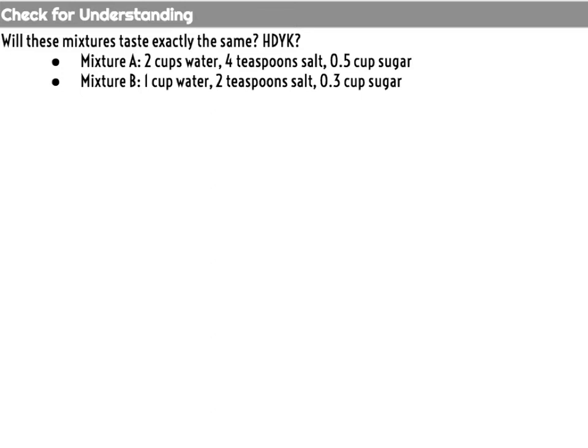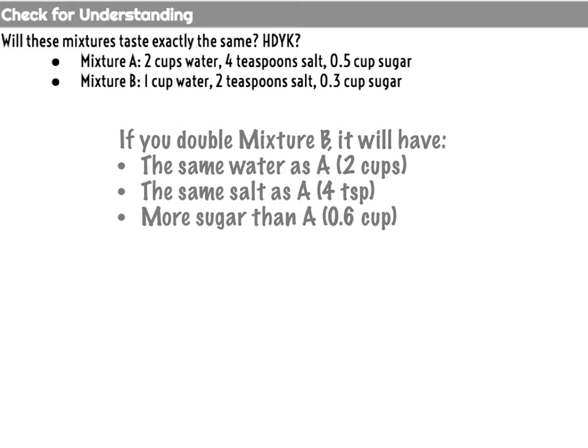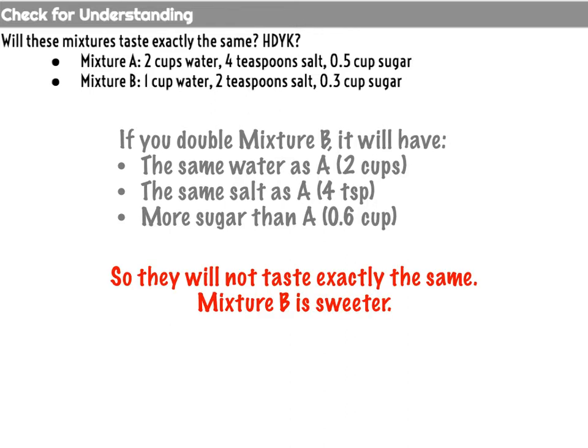A lot of students looked at mix B and said, well, if I double it, if I just take 2 of mix B, I'm going to end up with the same amount of water as A. I'll have 2 cups of water, the same amount of salt as A, 4 teaspoons of salt. But I will have more sugar than A. Instead of 0.5 cups of sugar, I will have 0.6 cups of sugar. That tells me that they are not going to taste exactly the same. Mixture B is going to taste sweeter because it has more sugar.